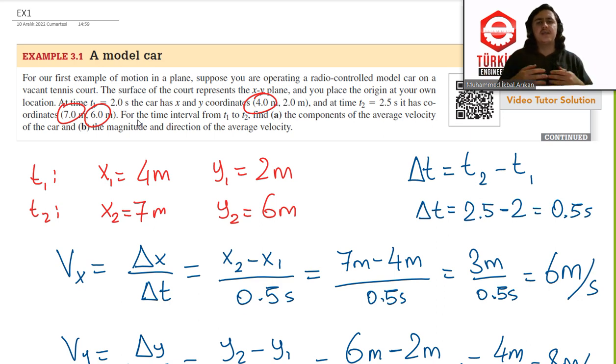We will see different examples. In the second part of chapter 3, you will see acceleration and understand acceleration. Then you will be able to calculate the instantaneous velocities. Okay, so see you in the next video. We will solve 2 or 3 problems for velocity in a plane. So thank you for your participation.